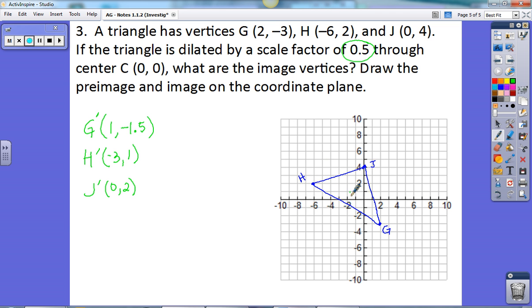So I'm going to plot those points. I've got 1, negative 1.5. That's my G prime. H prime is negative 3, 1. And 0, 2 would be J prime. So as you can see, that is a reduction of the original figure.